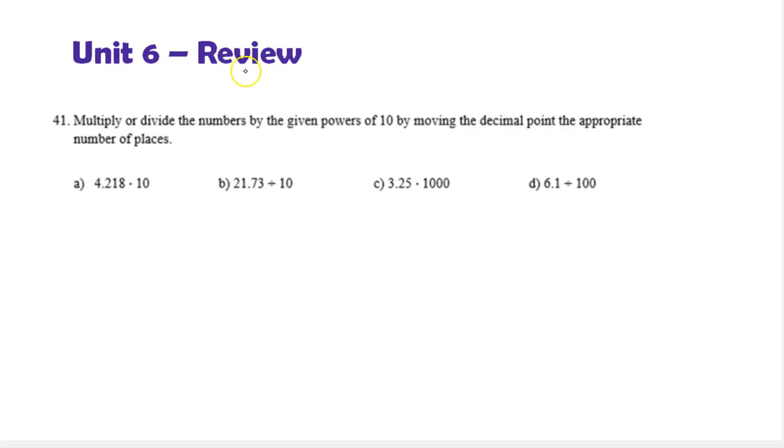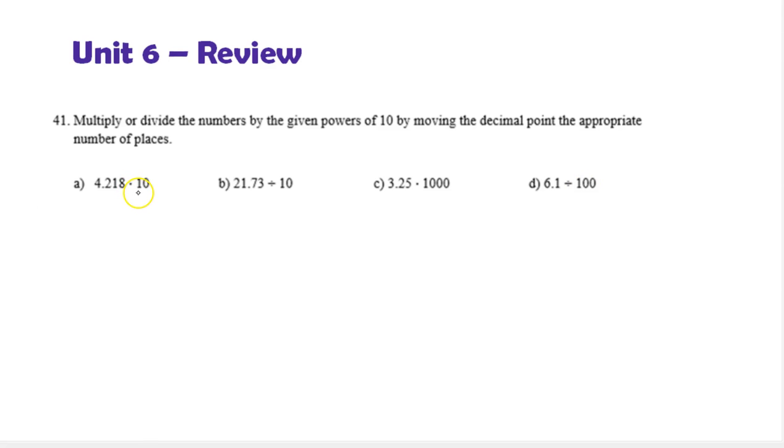Unit 6 Review, Question 41. Multiply or divide the numbers by the given powers of 10 by moving the decimal point the appropriate number of places. So when we multiply by a power of 10, you count the number of zeros that the power of 10 has. So this has 1 zero, 1 zero, 3 zeros, 2 zeros.